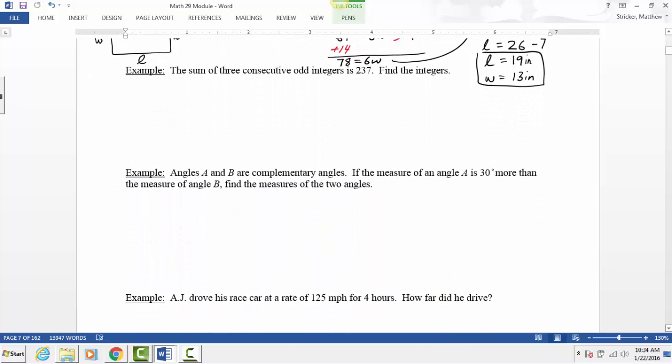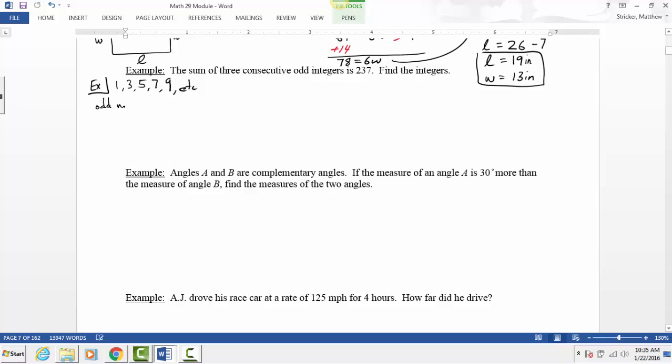We have a few more examples here. It says the sum of 3 consecutive odd integers is 237. Now, do we know what odd integers are? Odd numbers are numbers like, for example, 1, 3, 5, 7, 9, etc. Right? And how far apart are odd numbers? To get from 1 to 3, the distance apart is 2, and then to get from 3 to 5, it's another 2, and to get from 5 to 7, it's another 2. So odd numbers are always 2 apart.